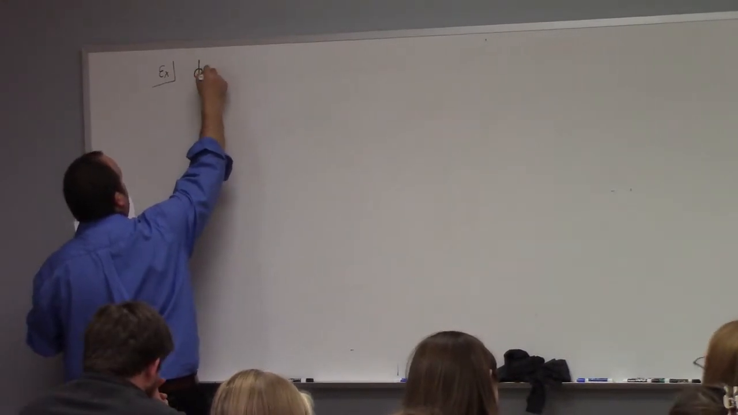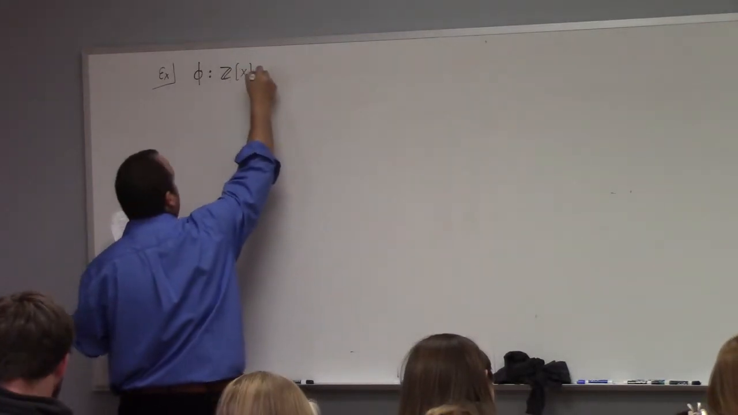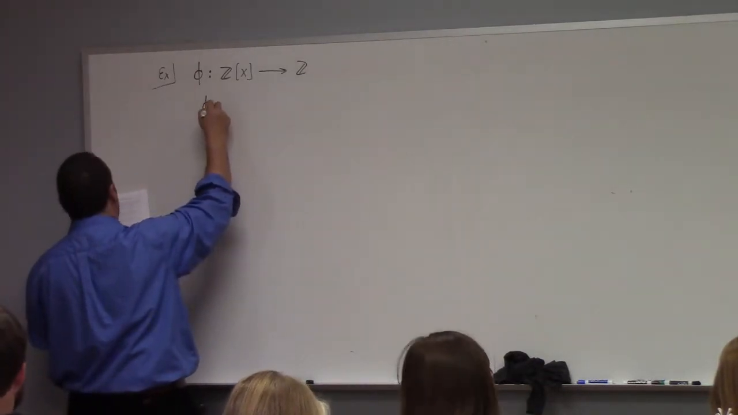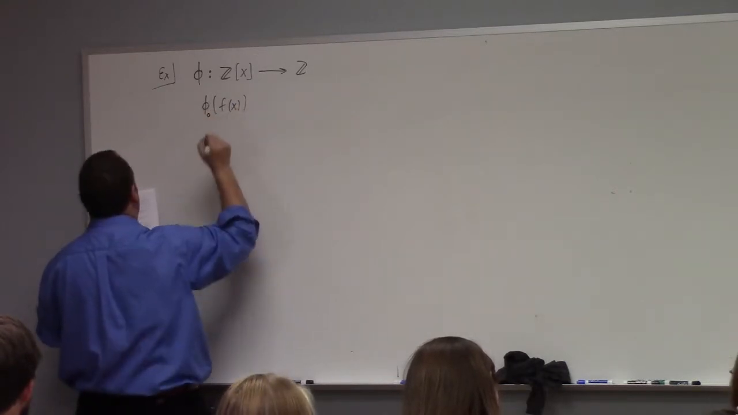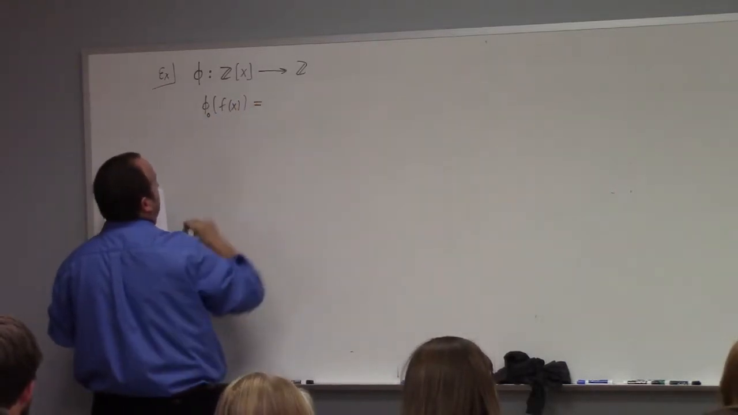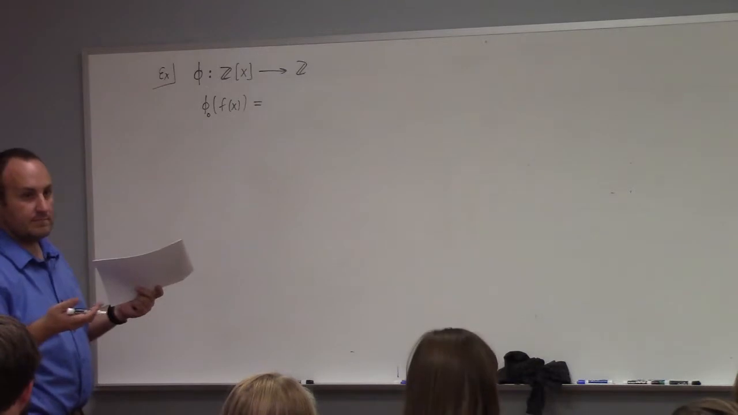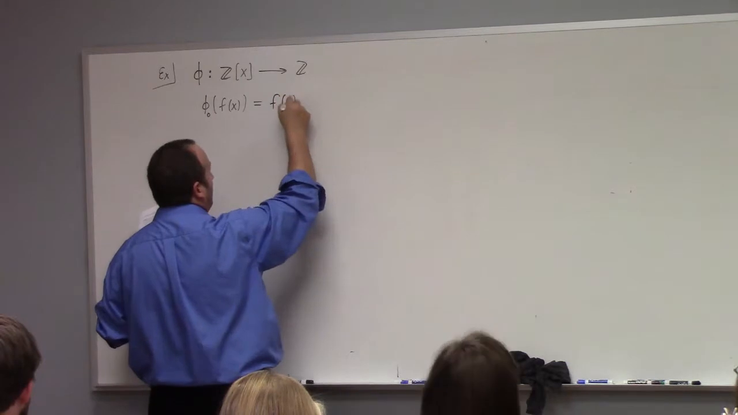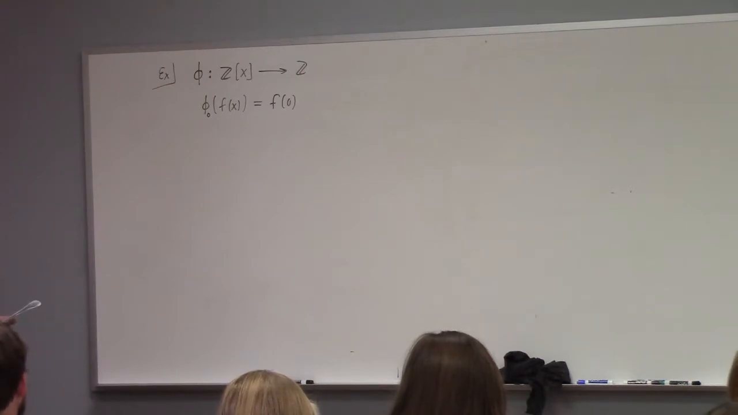Example. Suppose we look at phi mapping from the polynomials with integer coefficients to the integers. And we're going to look at the mapping phi of f of x. Actually, to be honest, it's phi sub 0. And that is defined to be the evaluation map at 0, which is f of 0. This is the evaluation homomorphism. So we've already proved that that's a homomorphism.